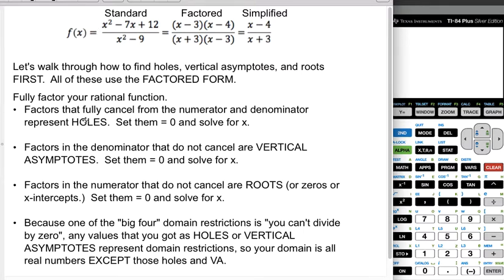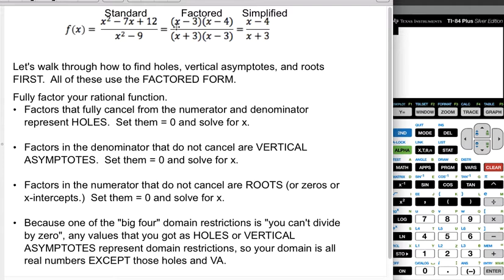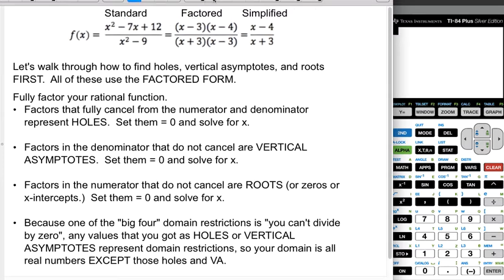So let's walk through how we would find, using the factored form, four basic things, okay? So using the factored form, we're going to find holes. So factors that cancel, right? Factors that cancel represent holes. So for example, in this particular problem, x minus 3 would represent a hole because that's a factor that cancels. So a factor that cancels out of the numerator and denominator represents a hole. We set the factor equal to 0 and solve for x. At x equals 3, this graph has a hole, okay?